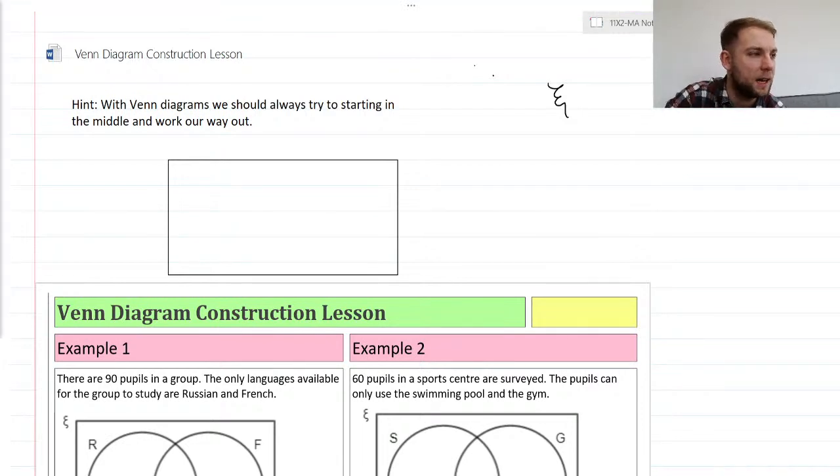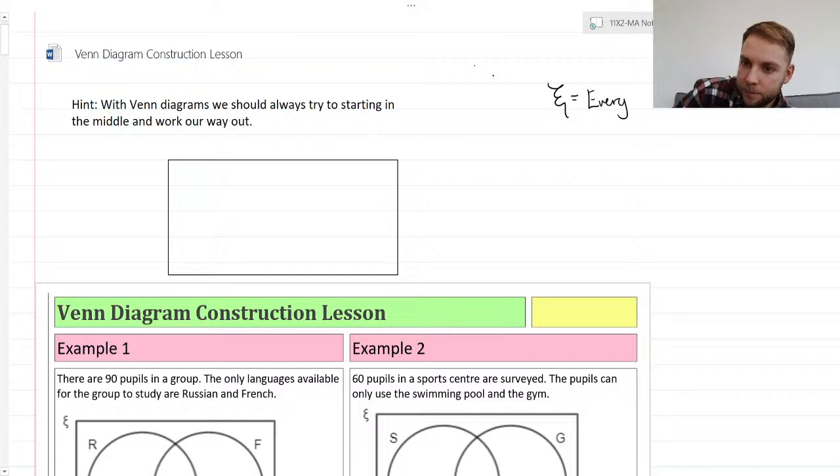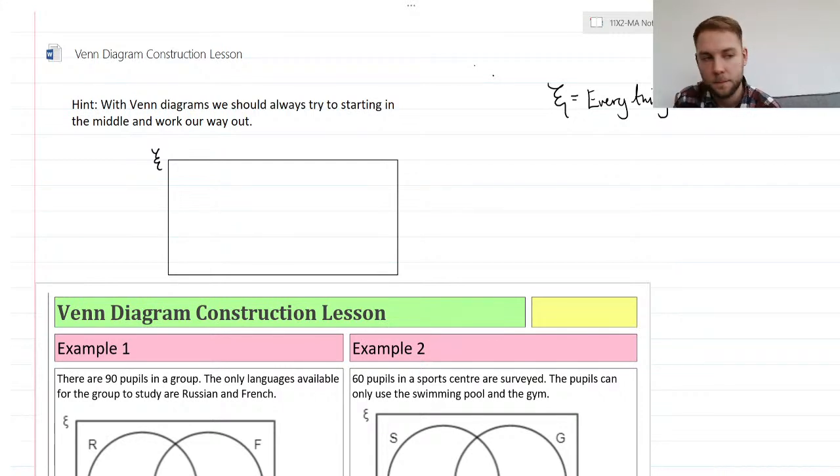Now this symbol here represents everything. It means everything. So you usually put this outside your box because your box is everything. You usually put this symbol here like so. It's not just a squiggle, it's like a backwards 3. It only looks like a squiggle because you haven't seen it before.